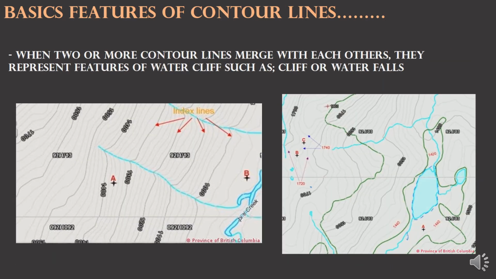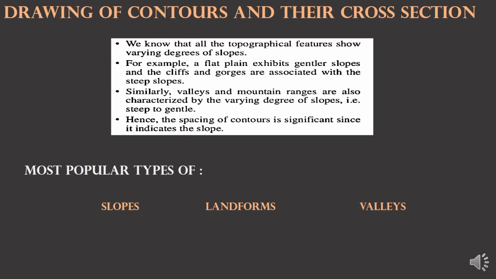And so far, when we can see two or more contour lines merged together with each other, we can automatically understand that the feature in between them is a water cliff or even a waterfall or a valley. Somehow it's something that merged together. We can clearly see it in the blue points here. And to understand more about how to read these waterfall or water cliff lines, we have mainly the three most popular types of contour lines representing slopes, either landforms or valleys.